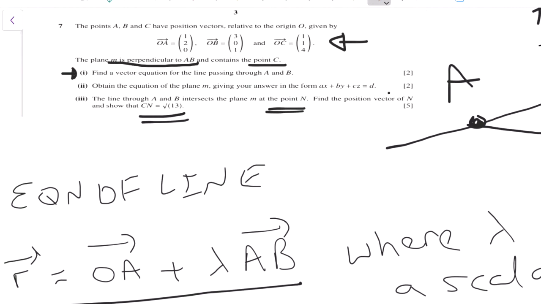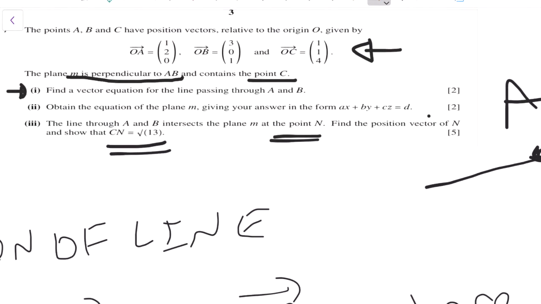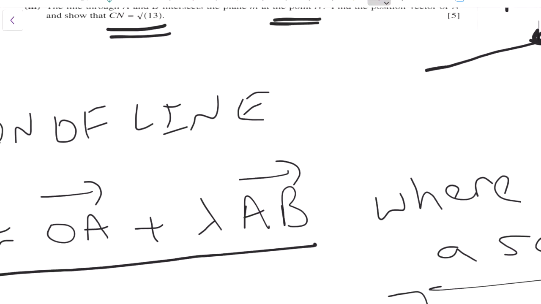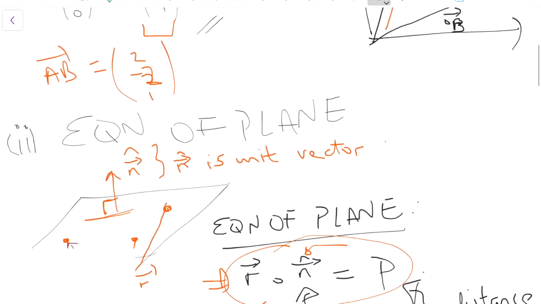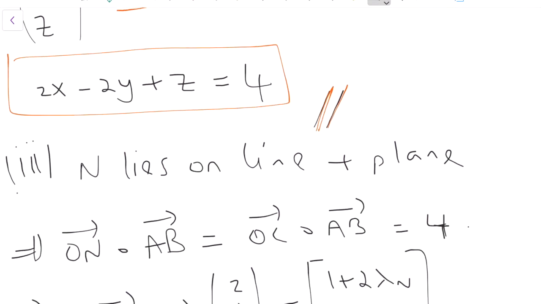So now we're told that N lies on the plane and also lies on the line through A and B. Okay, so how do we do this? Well, we're told everything we need. We're told that N lies on the plane, N lies on the line. Well, how do we use this? Well, we've just seen that every point that lies on the plane has to satisfy this equation.